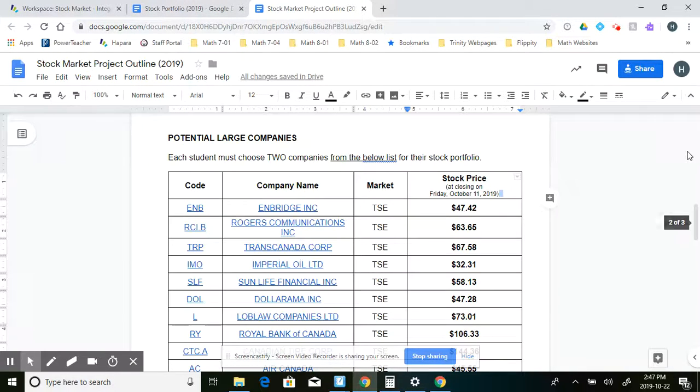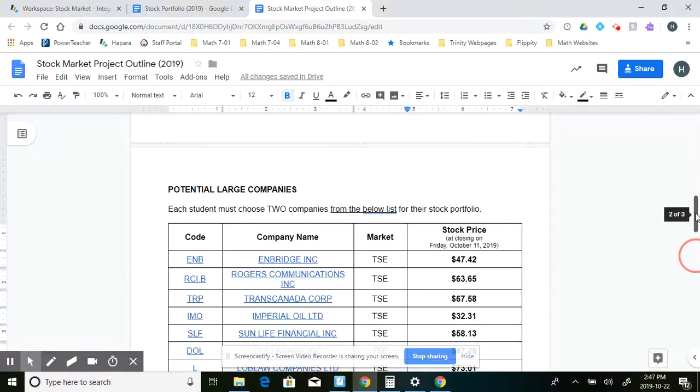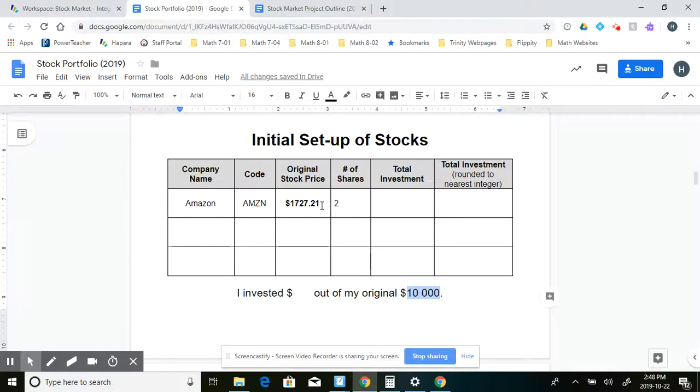In my project outline, Amazon is here. This is where I got that information. This code is what you can use to track your stocks for Amazon. And then this is that initial cost price that we said was the cost that you would pay for the stocks. We got this value from the closing costs on October 11th when we initially talked about this assignment. So this amount is what's going in here under the original stock price, the price that you paid for it.